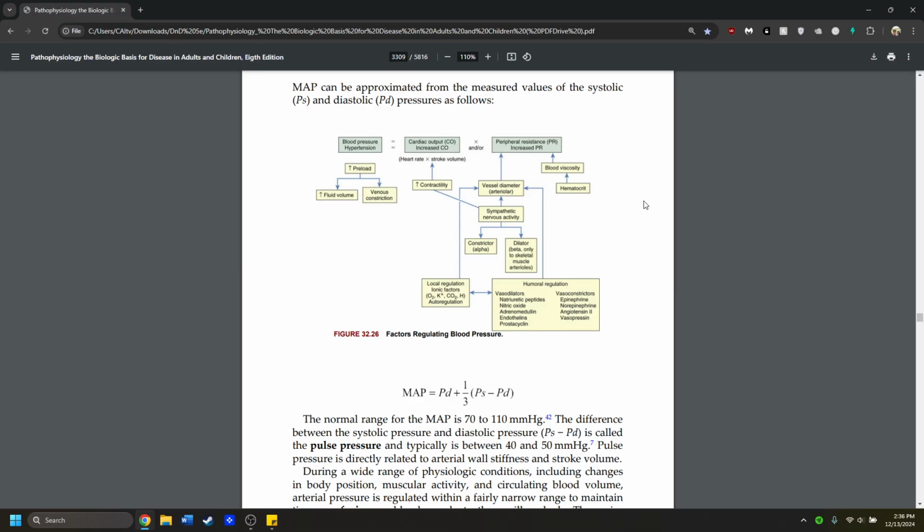Wow, I guess they are doing a MAP differently these days. So I was always taught that your mean arterial pressure is 1 times your systolic and 2 times your diastolic. You add those numbers together and divide it by 3. I'm not sure what this PD plus 1/3 times your PS minus PD is.